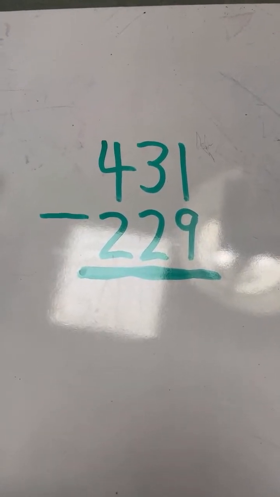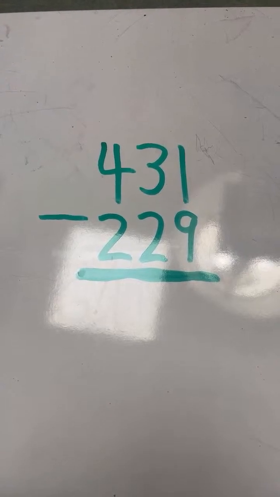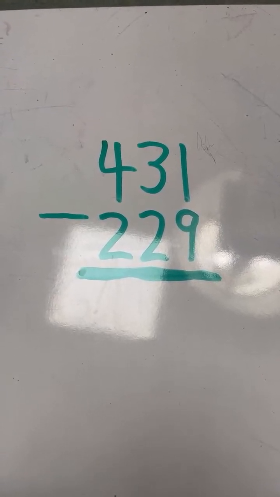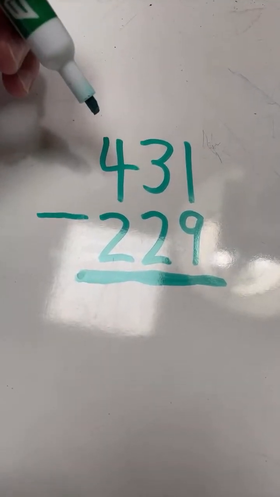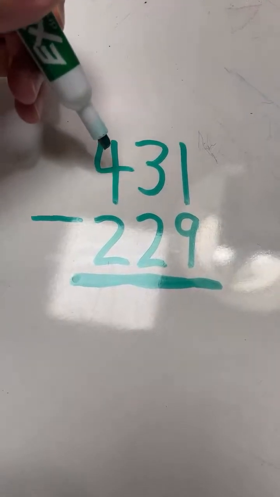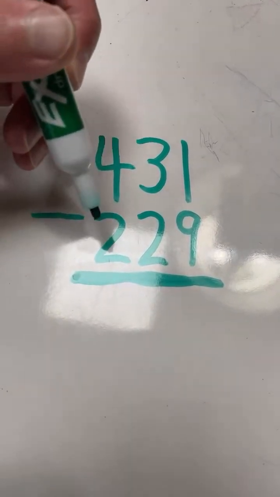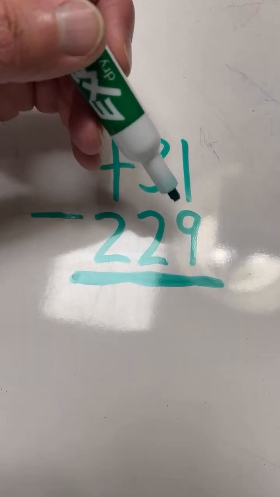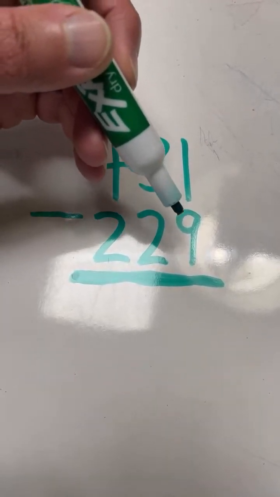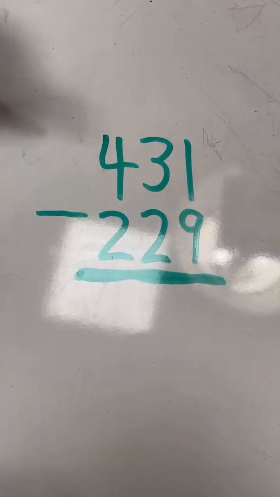So step one, before we do any subtraction, we have to see if regrouping is needed. Now we regroup whenever there's a bottom digit that is bigger than the top digit. So step one, check if regrouping is needed. So looking in the hundreds place, 4 is bigger than 2, 3 is bigger than 2, 1 is smaller than 9. You cannot start with 1 and take away 9, so we will need to regroup in the ones place.